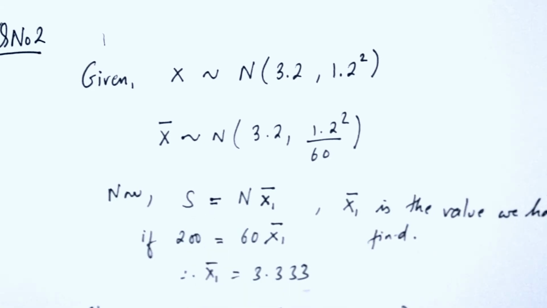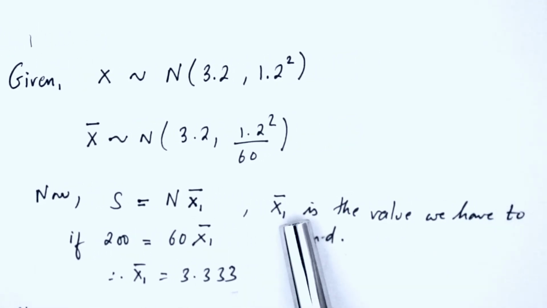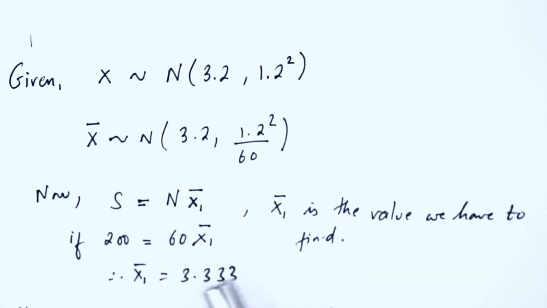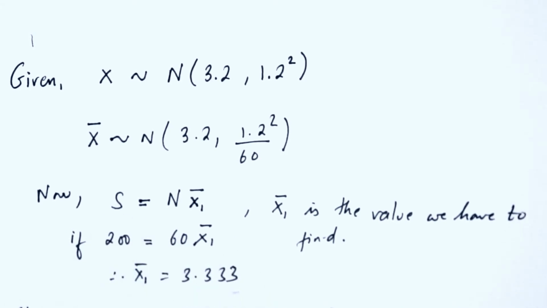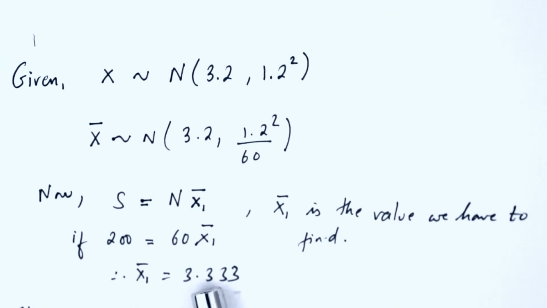Okay, so here x bar is the value that we have to find, because we know that 200 is the sum of x. So as the sum is 200 and n is 60, n cannot change. So what should be the approximate value of the mean such that it gives you the sum to be 200? So the mean should be somewhere around 3.3333.